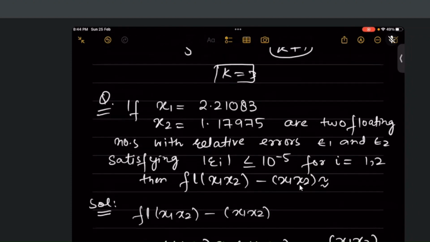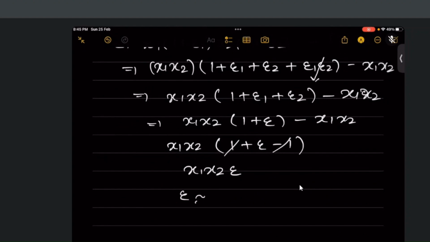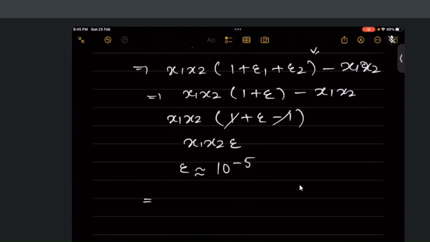See, in the question it is given that for i equal to 1 and 2, the error will be of order 10 to the power minus 5. So epsilon is of the order 10 to the power minus 5, right? Even if epsilon 1 plus epsilon 2, it will be of the order 10 to the power minus 5. Now what you have to find, you have to find the value of this expression, no?